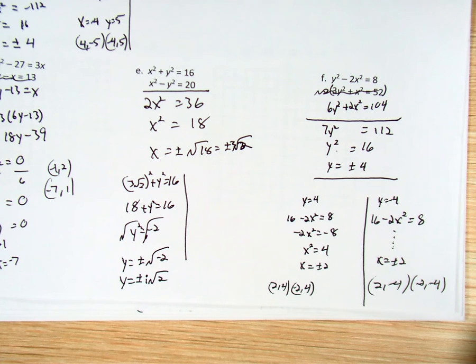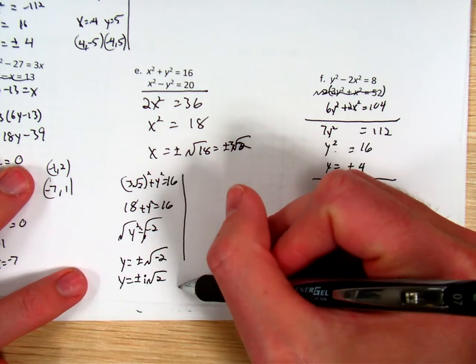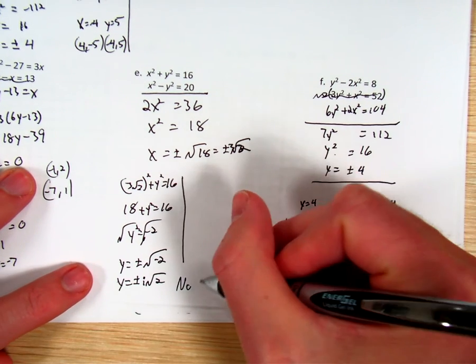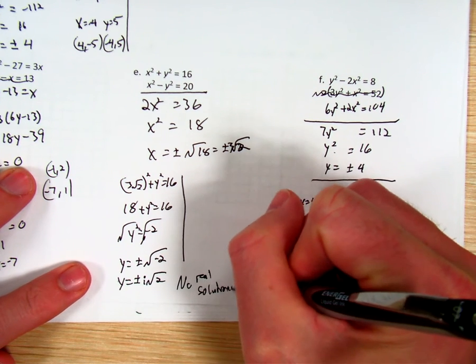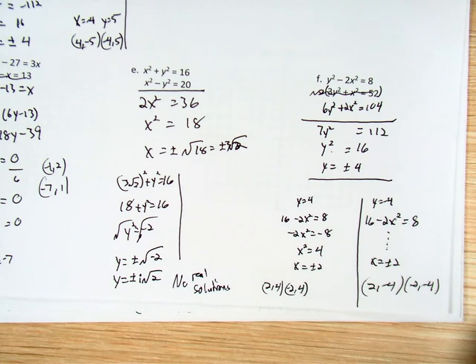Now, before we get all panicky, what does that i mean, imaginary number? It means that it's not real, right? Our intersection is imaginary. It means our figures won't actually intersect, so we can say no real solutions. And then we're done. So that saved us a little bit of time.